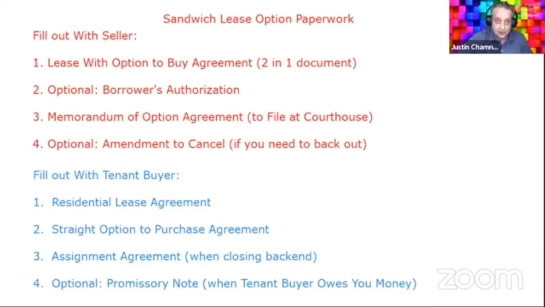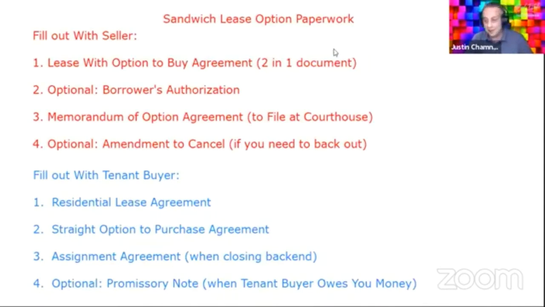I want to share screens with you here and talk about paperwork tonight, because paperwork is important. I think it's amazing that I have students that follow my content all the time, every day, and they are working on doing their first lease option deal, or their first sandwich lease option deal, or maybe their first coho sale deal, but they've never actually read the paperwork. They've never read the paperwork.